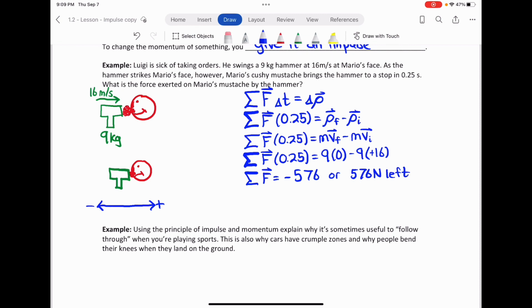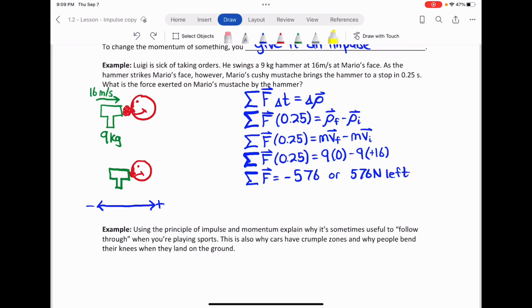So let's recall what we were being asked here. The question asked us to find the force exerted on Mario's mustache. And we got an answer that said left. Looking at my diagram, that doesn't seem quite right. I would think Mario's mustache is feeling a force to the right from this collision with this hammer. So what's going on here?